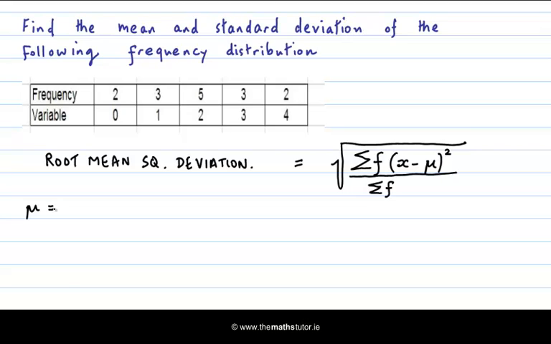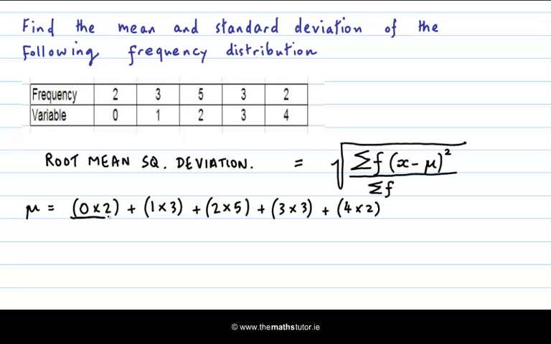So what's mu? Well, we need to add up all of our pieces of data. 0 occurs twice. 1 occurs 3 times. So this is a quick way of adding them all up. Instead of adding 2 plus 2 plus 2 5 times, we just multiply it by 5. And then we add 3 times 3. And 4 occurs twice. And we divide that by the number of numbers, which is the sum of all of the frequencies, and we saw that that was 15.